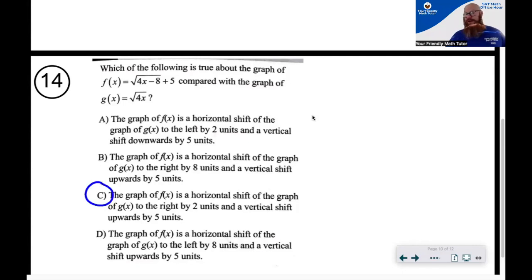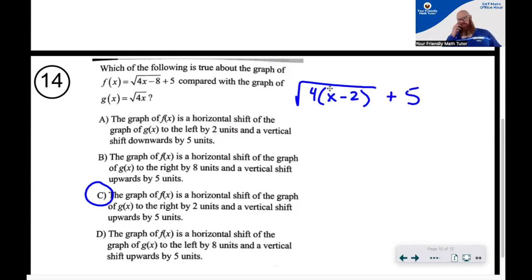All right, and the reason is, if some of you are wondering why, oh, I thought it would be 8, it's because that 4 has to be factored out to truly see what the shift is. So it's really shifted right 2 and then up 5.